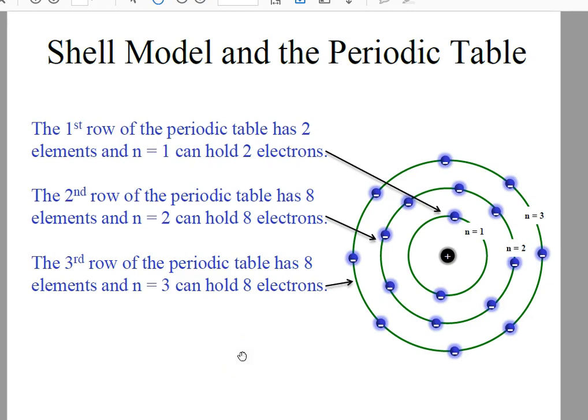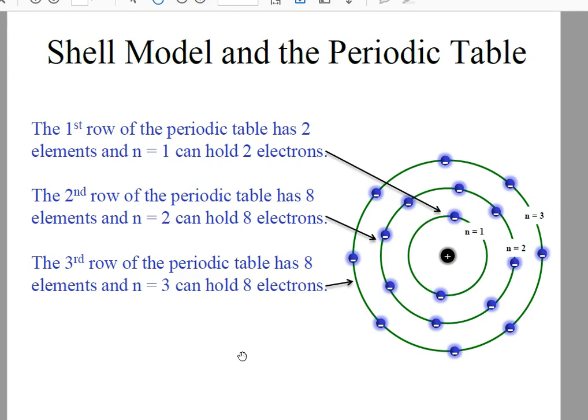Alright, so let's look at the Bohr model a little more closely. The Bohr model really only works well for the first 3 rows, and so that's where we'll focus. The first row of the periodic table has 2 elements. So what we call n equals 1, that first energy shell, can hold 2 electrons. The second row has 8 elements on it, and the second energy level can hold 8 electrons. The third row of the periodic table has 8 elements, and the third energy level can hold 8 electrons.